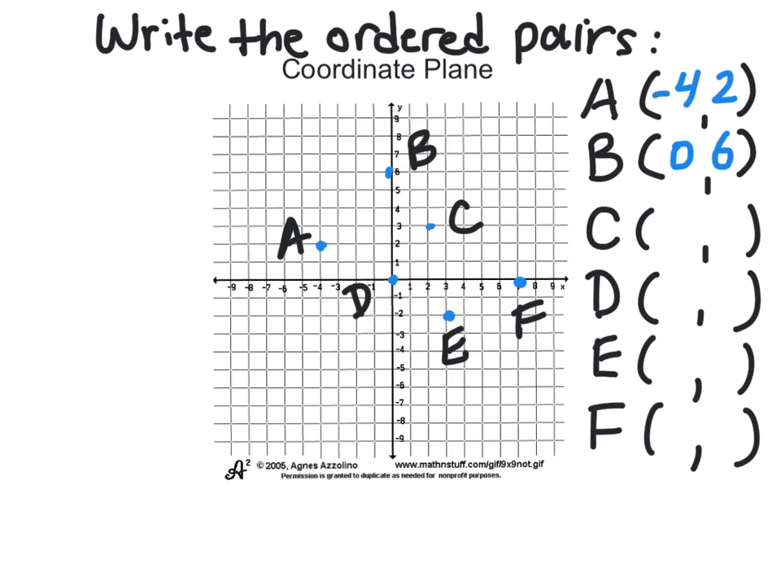Point C, we go to the right 2 and we go up 3. So the value of x is 2, the value of y is 3. For point D, we're right in the center of the coordinate plane. We're at the origin. So that's where x is 0 and y is 0. For point E, we went left 3 and down 2. So x is -3 and then y is -2. And finally, point F, we went right 7, so x is 7, but we didn't go up or down, so the value of y is 0.